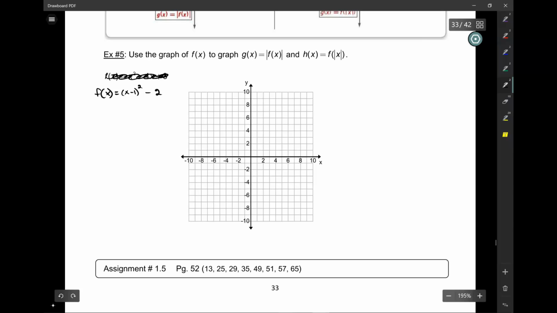So let's first graph f of x. What's the vertex here? 1 and negative 2. So 1 and negative 2. And then if I go over 1, I go up 1. Mirror it on that side. If I go over 2, I go up 4. 1, 2, 3, 4. Mirror it on that side. Okay. Questions? Do you guys have questions? Stop me if you do. Okay.